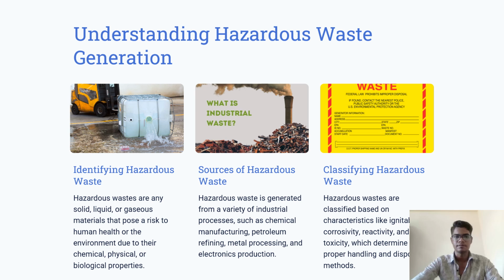Understanding hazardous waste generation. First, identifying hazardous waste. Hazardous wastes are any solid, liquid, or gaseous material that pose risk to human health or the environment due to their chemical, physical, or biological properties. Second is sources of hazardous waste. Hazardous waste is generated from a variety of industrial processes such as chemical manufacturing, petroleum refining, metal processing, and electronics production. Third is classifying hazardous waste. Hazardous wastes are classified based on characteristics like ignitability, corrosivity, reactivity, and toxicity, which determine the proper handling and disposal methods.